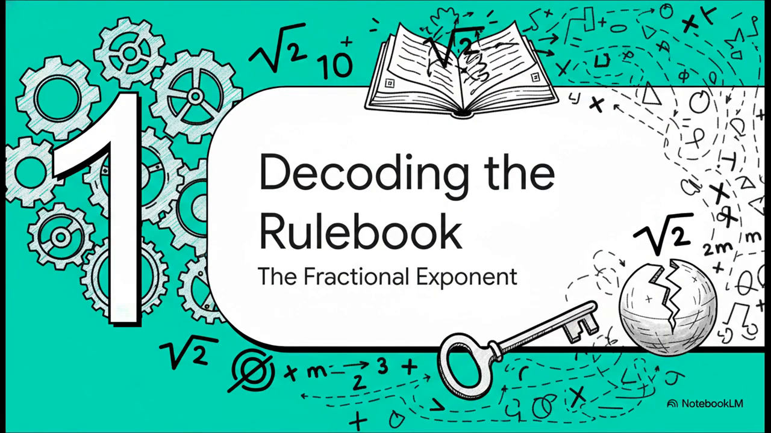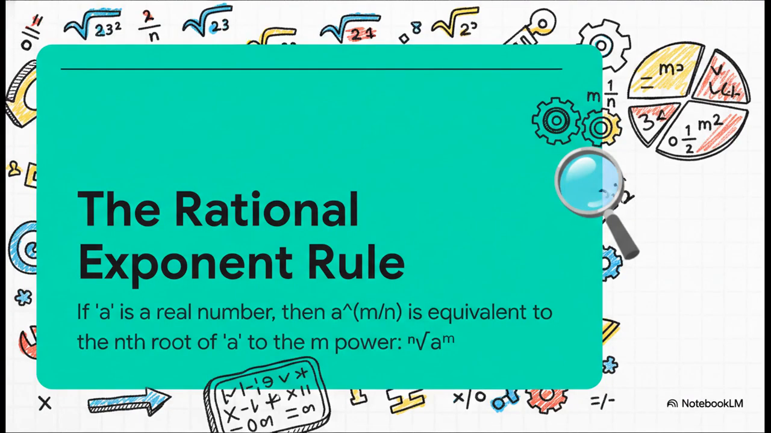So how do we crack this code? How do we do the translation? Well, it all boils down to one simple but super powerful rule. Let's open up the rule book. Okay, this is it. This is the Rosetta Stone that connects the two worlds. A raised to the m over n power is just a fancy way of saying the nth root of a to the m power. This formula is our master key.